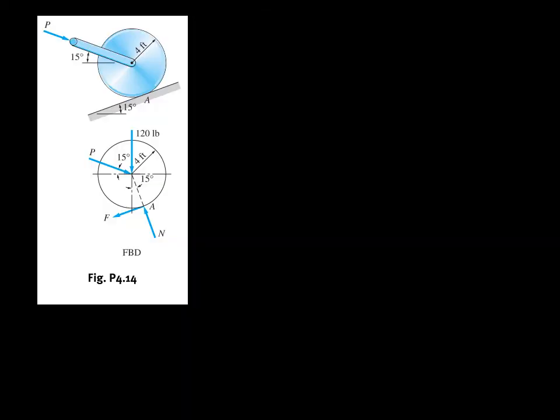First, let us identify the given and the required in the problem. Analyzing the diagram, we can see that if we wish to solve for force P, we should establish a moment equation using point A as the moment center, because the unknown normal force and the frictional force intersect at this point.